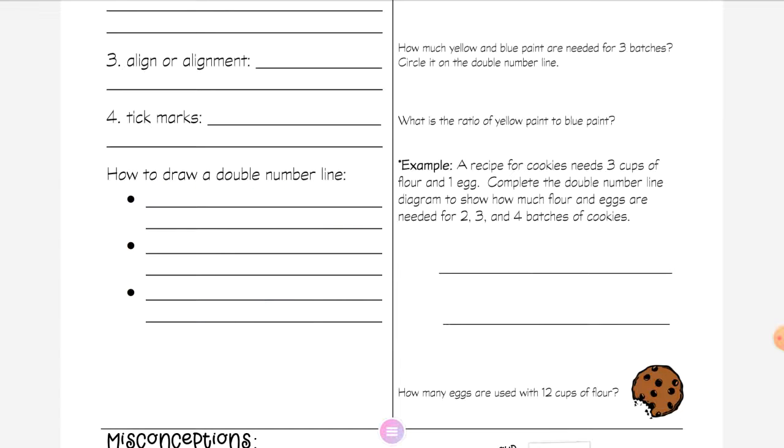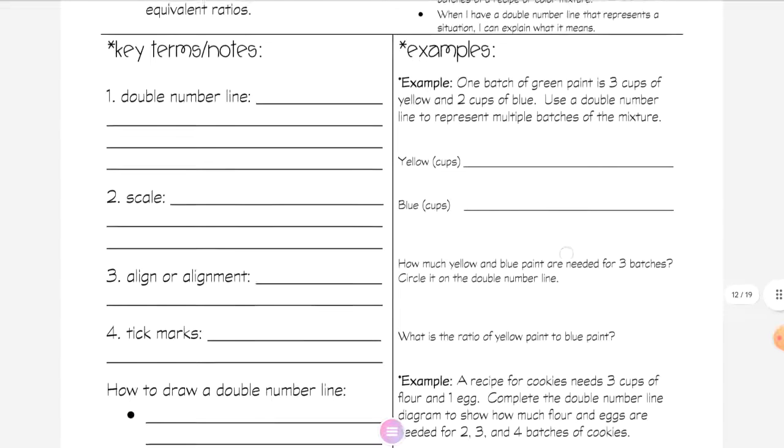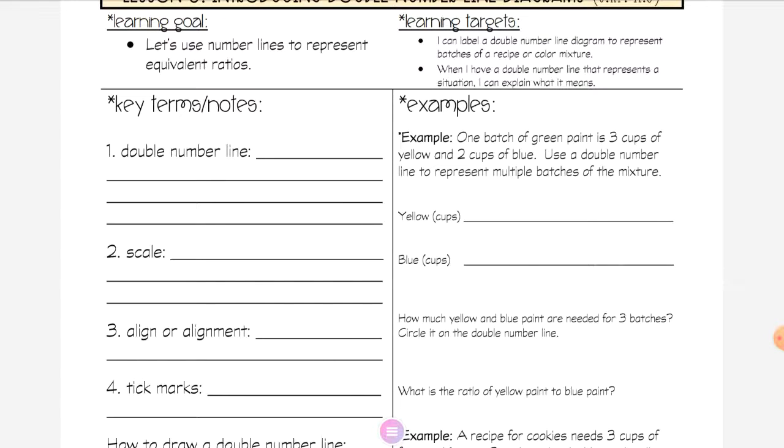Good? Okay. So I'm going to read the example now. It says 1 batch of green paint is 3 cups of yellow and 2 cups of blue. Use a double number line to represent multiple batches of the mixture. I want you to notice what is to the left of each of those lines. What did they already do for us? A label. Do you think that's important? Yes, okay. We didn't put that into how to make it. That's just anytime you can give a label, give a label.